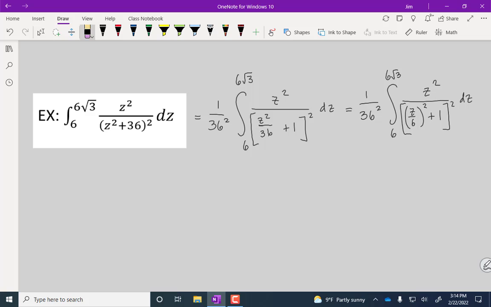See if you can get it all the way to thetas before we do the substitution. And like I said earlier, if you have to write a coefficient of 36 here, that's totally fine too. So then this 36 and this 36 are the ones that are coming to the front. And then you've got the z squared over 36, which you write as a single square. Once you've done all this algebra legwork, then it makes the calculus part way easier.